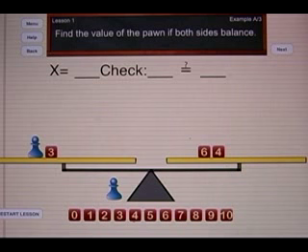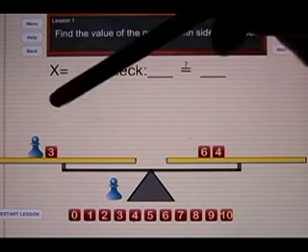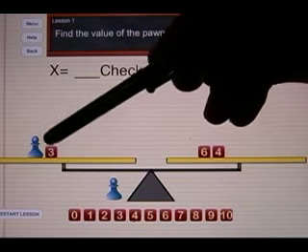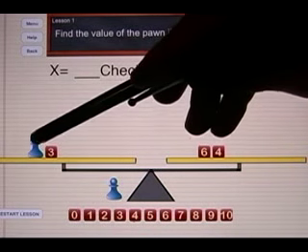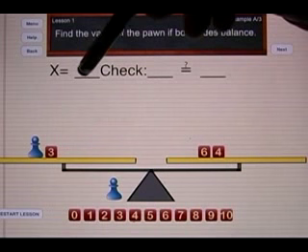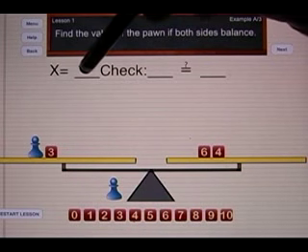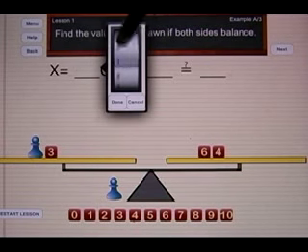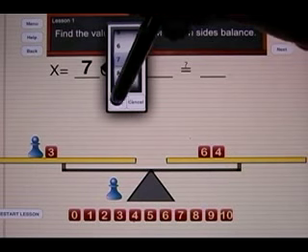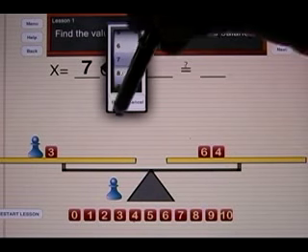Let's now see how we write the answer to these problems. Let's say that x is another name for the blue pawn. Since we said that the blue pawn had a weight of 7, let's write x is equal to 7. So what I'm going to do is click over here and get the number wheel. I click on the number 7, press done.